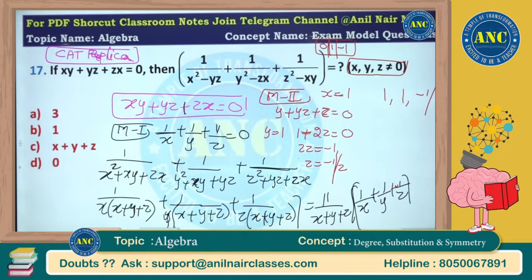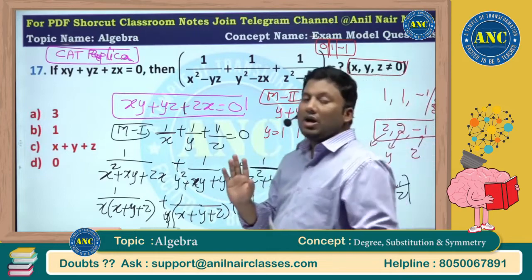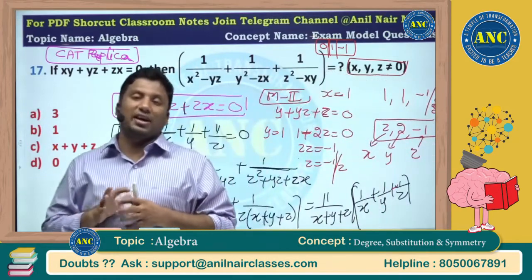Let me work with integers. Multiply it by 2: 2, 2, minus 1. Substitute x value 2, y value 2, z value minus 1. If you substitute this one, you will again get a 0. I hope it is clear to you how I found out the values of x, y, z.